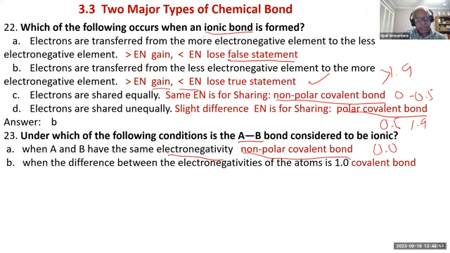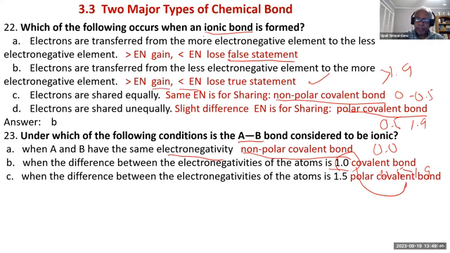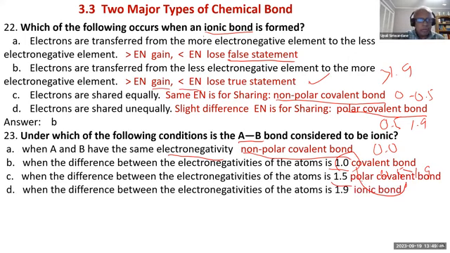When the difference between the electronegativity of the atoms is 1, that's between 0.5 and 1.9. That value is in between this range. Therefore, it's a covalent bond, so it's not the answer. If it is 1.5, a polar covalent bond is formed. At 1.9, ionic bond. That's the correct answer. D is the correct answer.